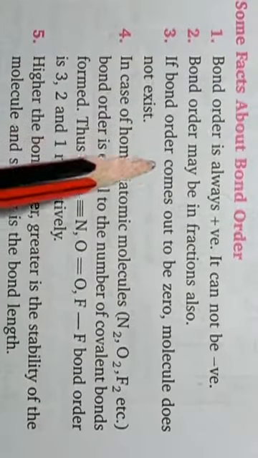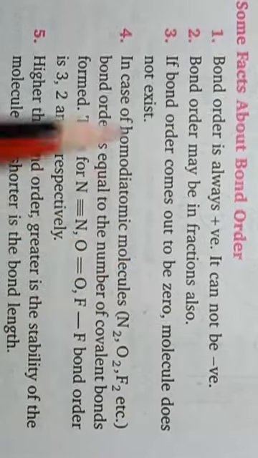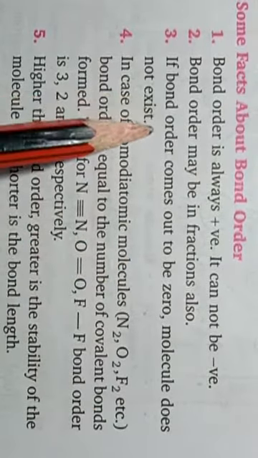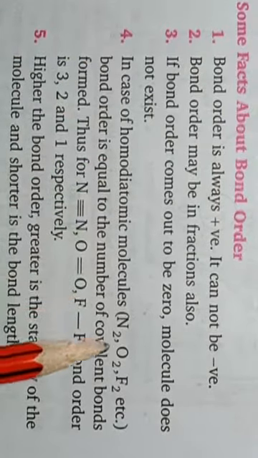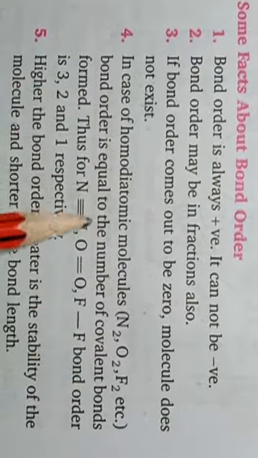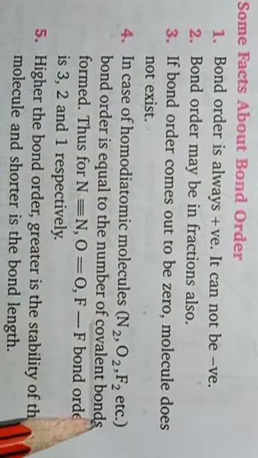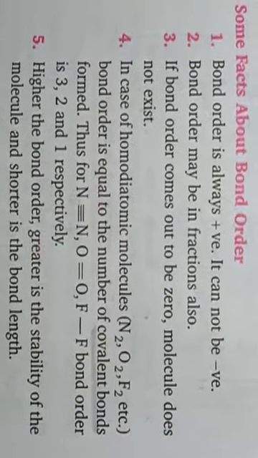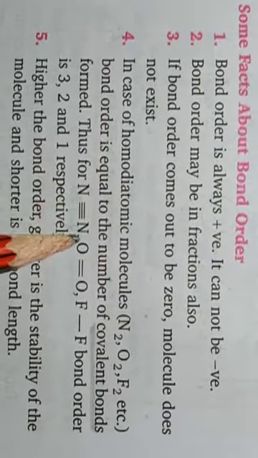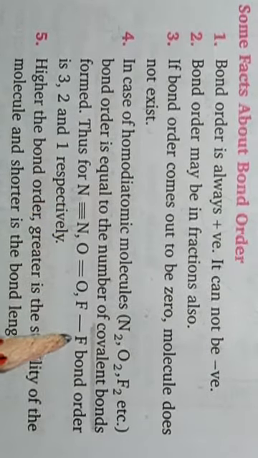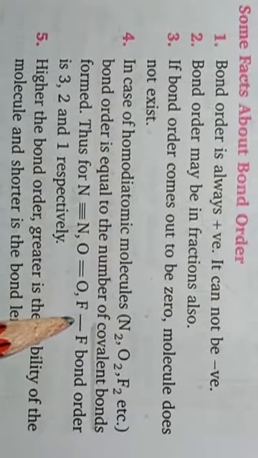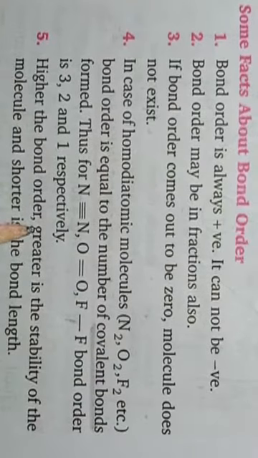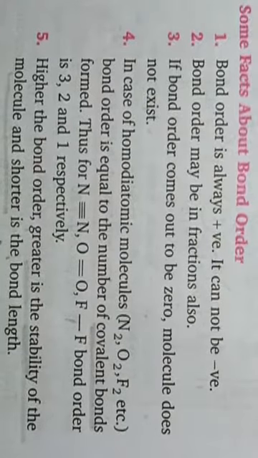Third point, if bond order comes out to be 0, the molecule does not exist. It is unstable, it cannot exist. In case of homodiatomic molecules N2, O2, F2 etc., bond order is equal to the number of covalent bonds, as I told in this example of hydrogen. So the bond order of nitrogen will be 3, bond order of oxygen will be 2, and bond order of fluorine molecule or chlorine molecule or hydrogen molecule will be 1. Higher the bond order, greater is the stability of the related molecular unit, and shorter is the bond length.